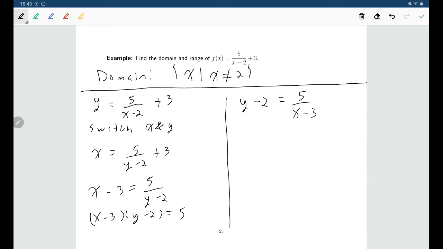So what I've done so far, I started off by bringing the 3 to the other side, and then once I've done that, I took the denominator and brought it up so that I had x minus 3 times y minus 2. I divided by the x minus 3, and then nicely I will finish this off by bringing the minus 2 to the other side to give me y equals 5 over x minus 3, plus 2. And so this should be the function f inverse.